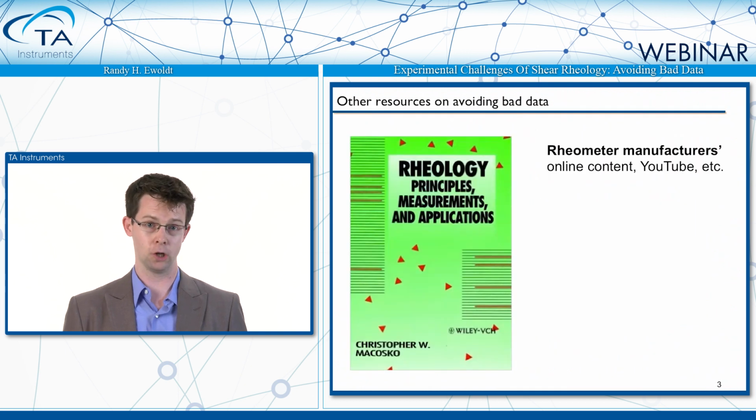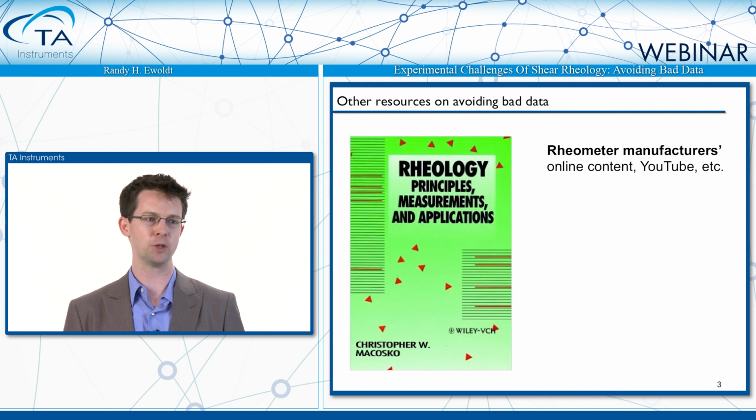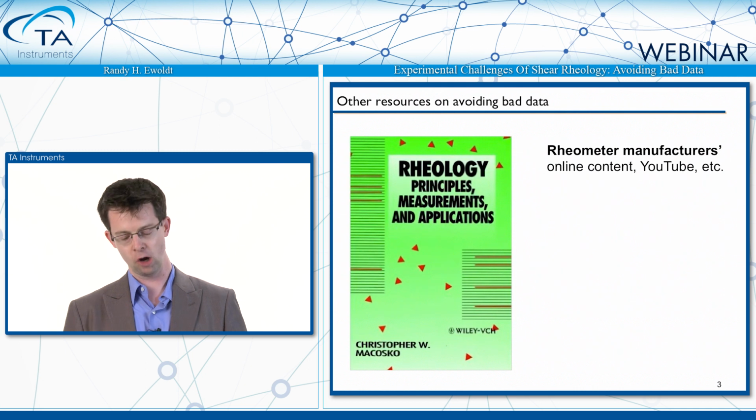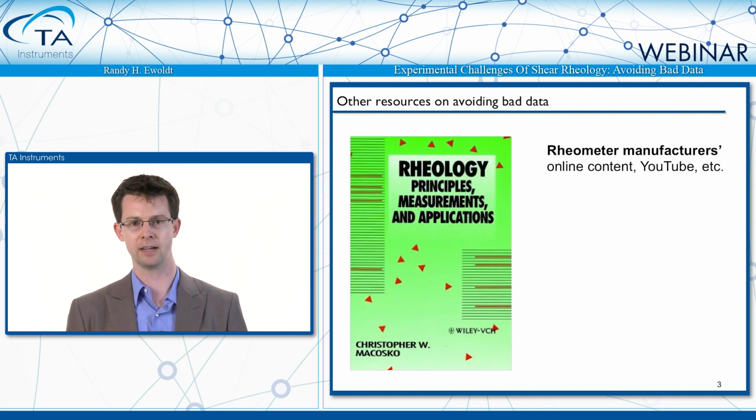There are other places to go to learn about avoiding bad data. One of these great resources is the textbook by Chris Macosko, one of the famous handbooks and reference books that I've seen around people's rheometers, is to grab this textbook, open up to the geometry that you're using, look at all of the equations that describe what's happening, and it also describes when the data may not be perfect and non-ideal effects that can happen.